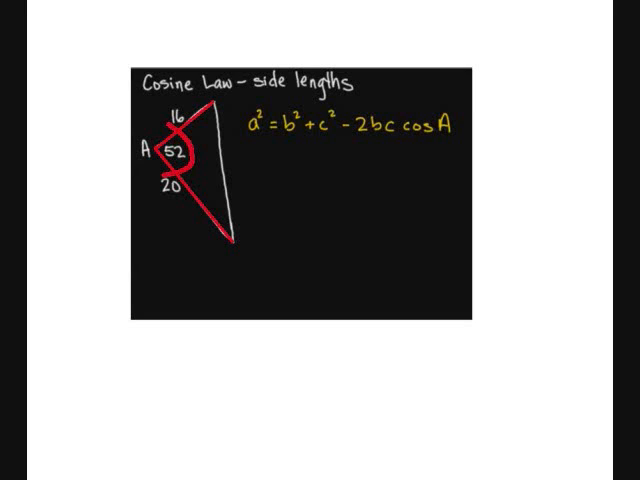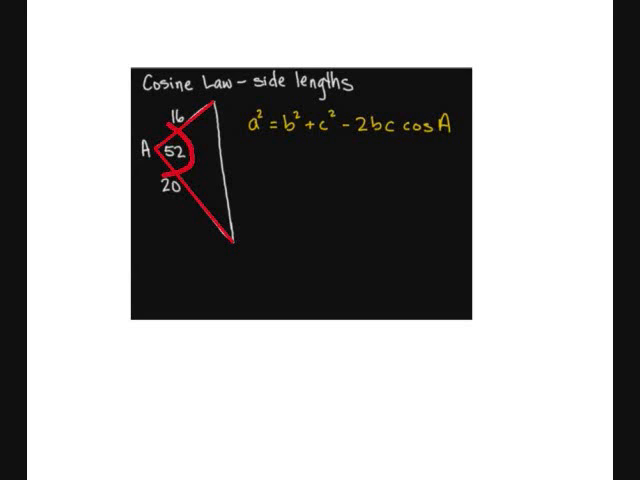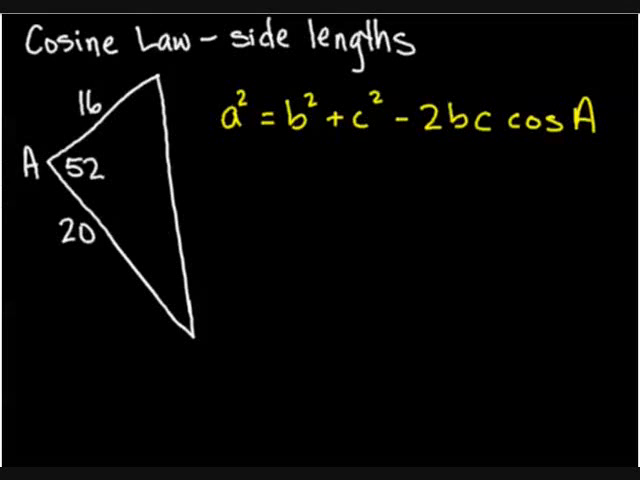Now with the cosine law finding side lengths, it should remind you of Pac-Man. So Pac-Man, mouth open, the angle's in the middle. Okay, now let's try this example. We're doing cosine law with side lengths. This is the example we did in class.